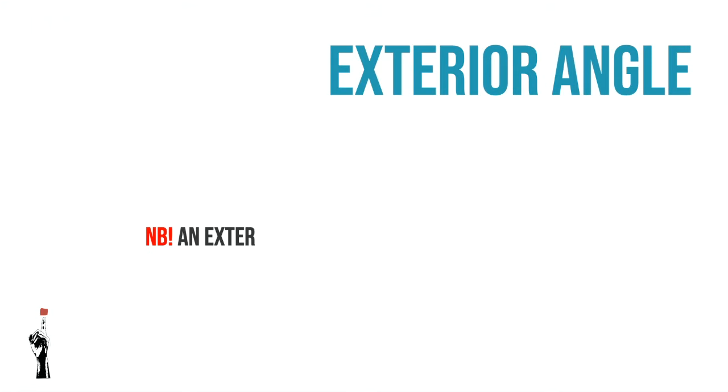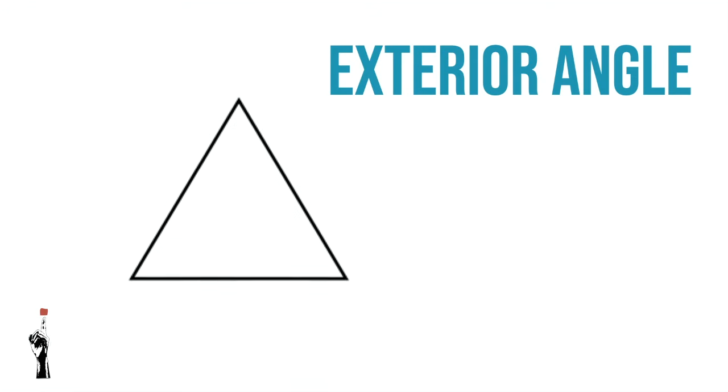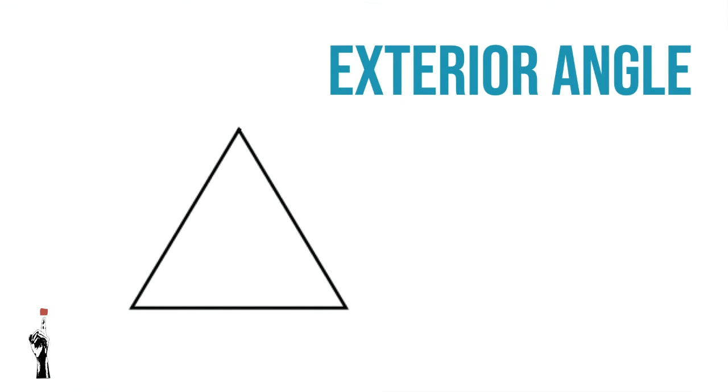Now let's have a look at our exterior angle. It is very important for you to note that an exterior angle is an extension of any side. It has to be an extension. So if I have a triangle and I extend one side of my triangle, I create an exterior angle. Over here I will have an exterior angle now. Also, if I lengthen this side of the triangle, I create another exterior angle over there. Also, if I lengthen this side, I have another exterior angle.